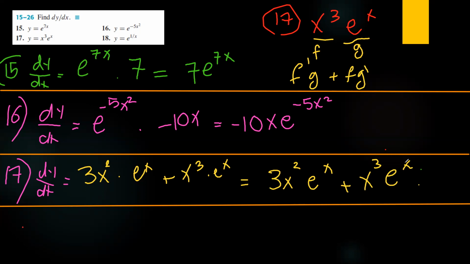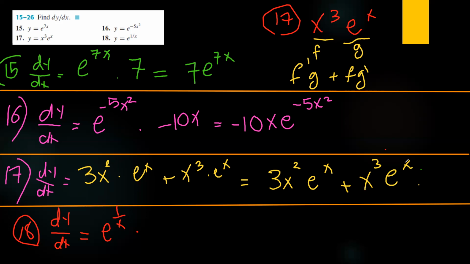The last one here, number 18 now. Here we have e to the power 1 over x. So here we have e to the power u, so its derivative will be e to the power u times the derivative of u. Now what is the derivative of 1 over x? X to the power negative 1.